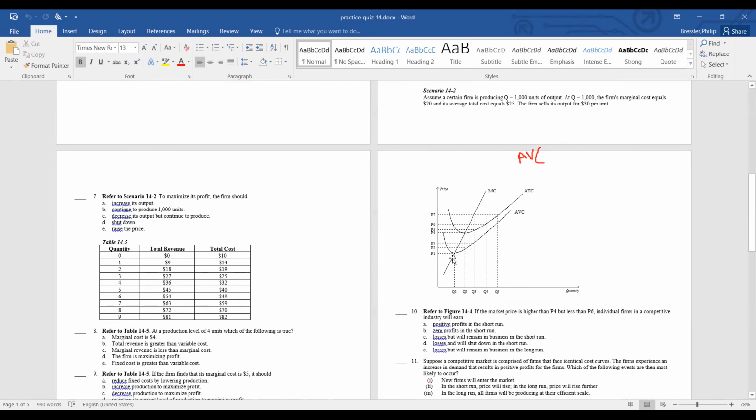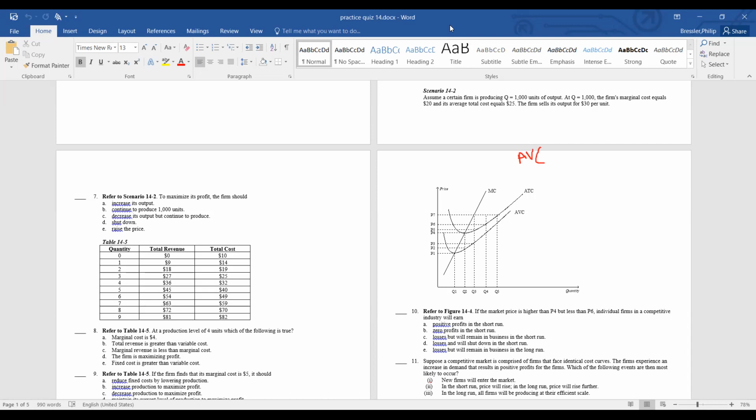You stay in business, like here in this graph, you'd stay in business at P2 and P3 because the price is above AVC. You're losing money in the short run because you're still below ATC. You're losing money in the short run, but you're paying for some of your fixed cost. Okay.